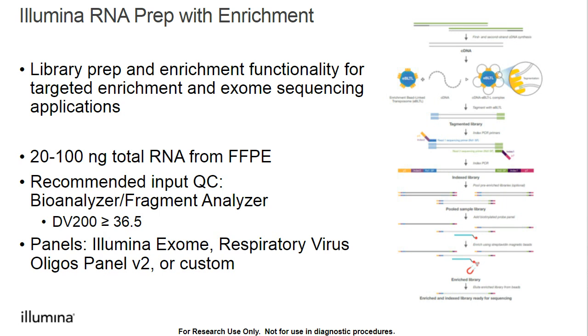We do want to run the bioanalyzer or fragment analyzer trace, and we can use samples that have DV200 values of 36.5% or greater. And this kit works with our Illumina exome panel again, our respiratory virus oligo panel, or we have the option to create custom panels. And if that's something you're interested in, please do reach out to us in tech support, or the sales team can assist with that.